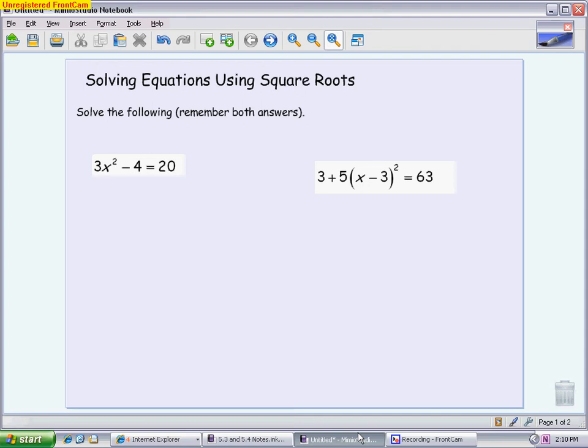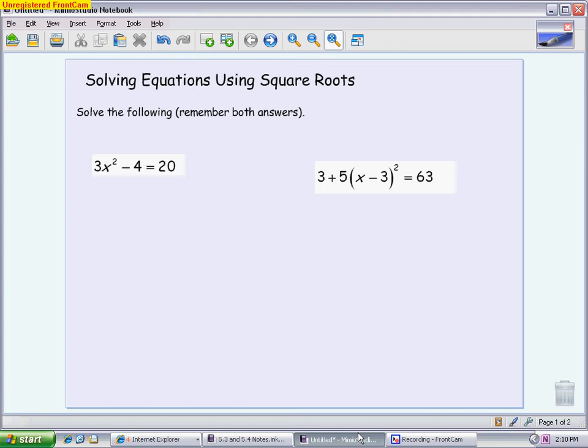Whenever you are solving these equations, there's really 2 things that could be happening. Either you have just an x squared, like the first one that you're looking at right now, or you have an entire quantity squared, like the second one you're looking at, where you have the piece in parentheses. Either way, whichever one you're looking at, you need to isolate what's being squared. So you need to get the x squared or the parentheses squared by itself.